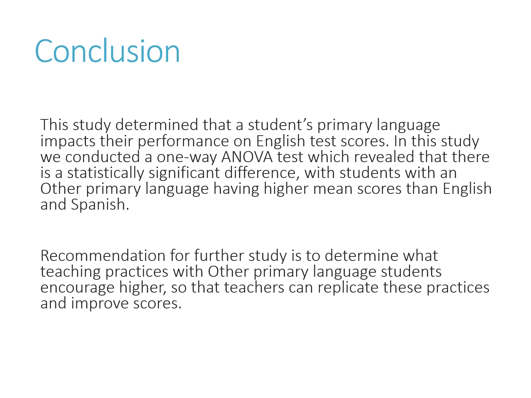In summary, this study demonstrated that a student's primary language has a significant impact on their English test scores. Specifically, students classified under the other primary language group scored higher on average than those whose primary language is English or Spanish. Based on these results, I recommend further research to identify the teaching practices that contributed to the higher performance observed in other primary language groups. By understanding these practices, educators can potentially replicate them and enhance English test scores across other groups.